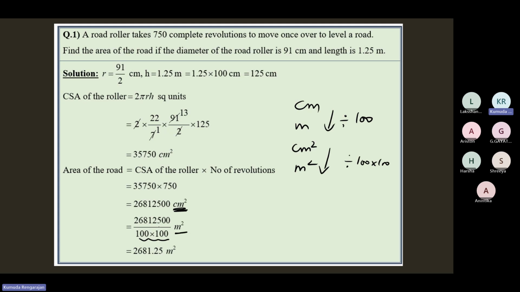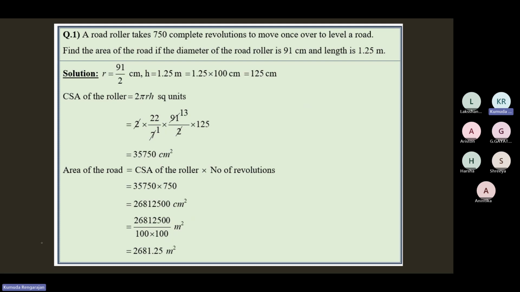So now how do you simplify this? Just shift the decimal point. You can cancel the 0 and 0, and then 2 zeros. So shift the decimal point. It will come here. 2681.25 meters square. This 0 and these two zeros and these two zeros get cancelled. And now for these two zeros, shift the decimal point of the numerator. Here, 2681.25 meters square.